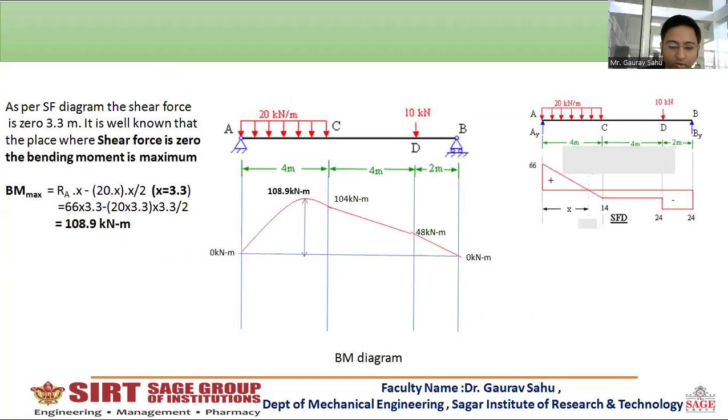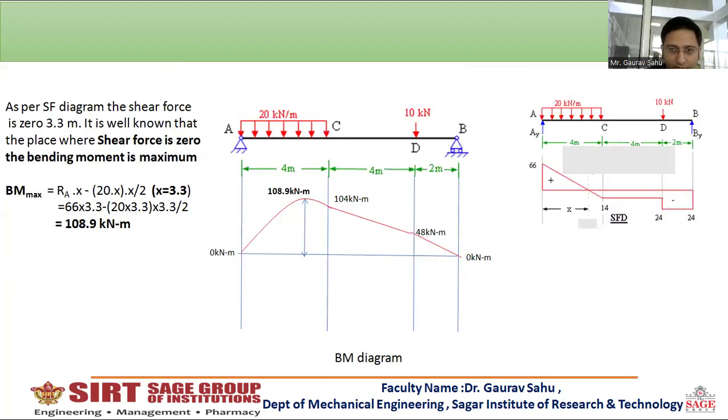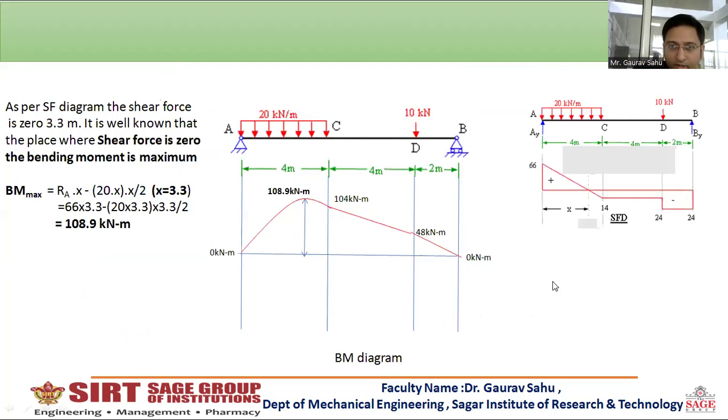So this is all about calculating the values. Remember the values because they will help us in plotting the BM diagram. For plotting the BM diagram, you don't have to draw directly over it. You just have to fix the values. There is 0 kilonewton meter at point A, 104 at point C, sorry, at point D it is 48, and at point B it is 0.